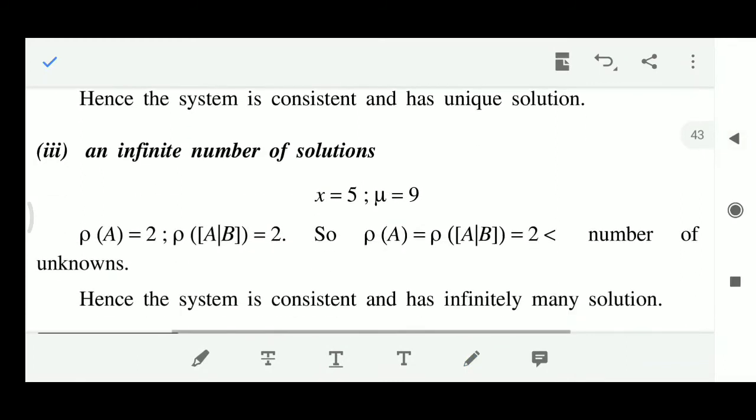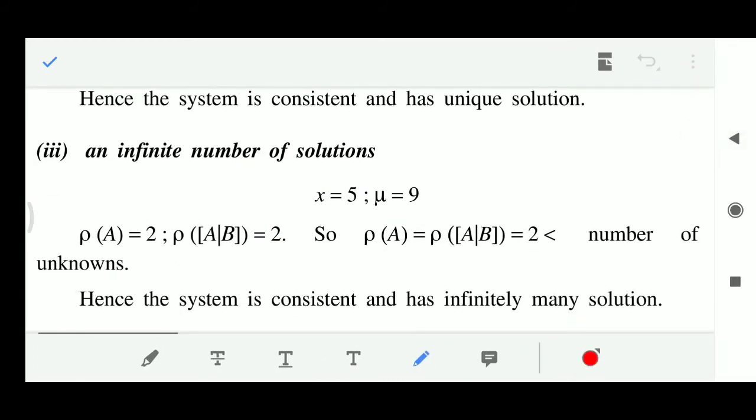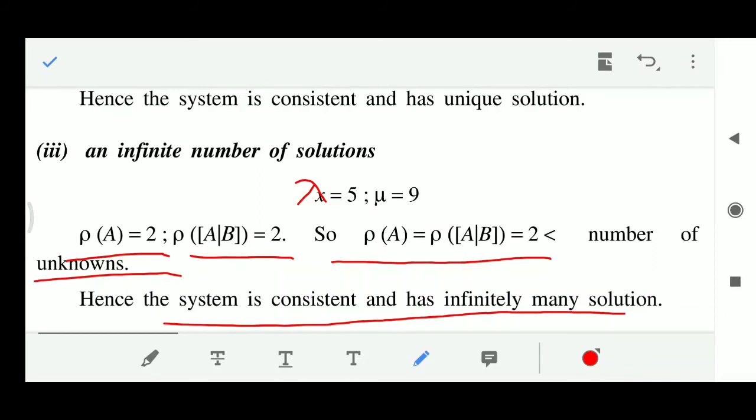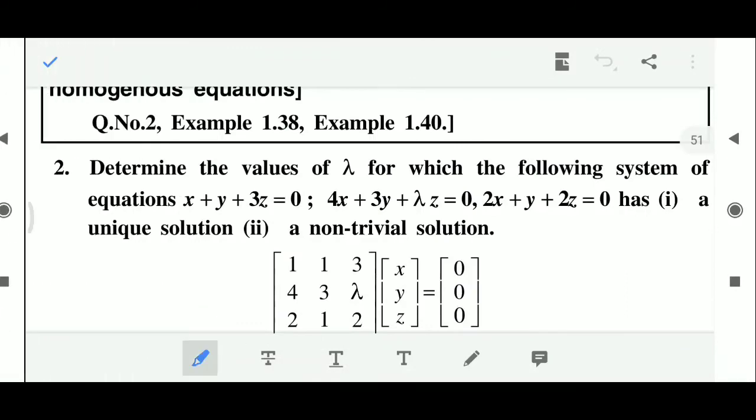And third condition, an infinite number of solutions. Here lambda is equal to 5 and mu is equal to 9. So both are equal to 0. Then only the rank of A and rank of A slash B is equal to 2. So if it is equal and less than the number of unknowns, the system is consistent and has infinitely many solutions.